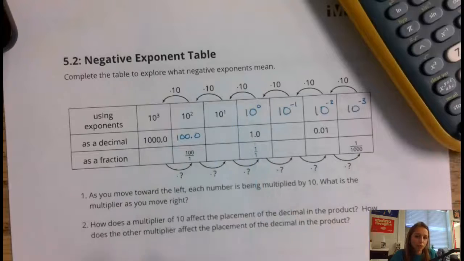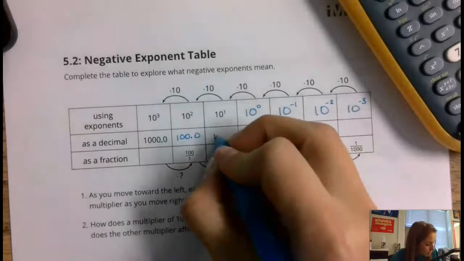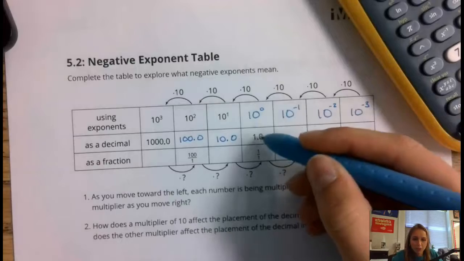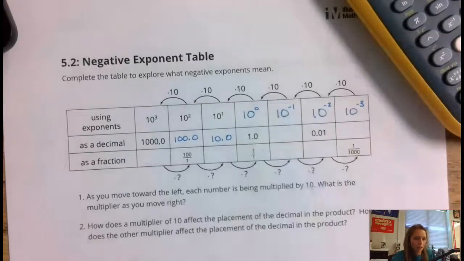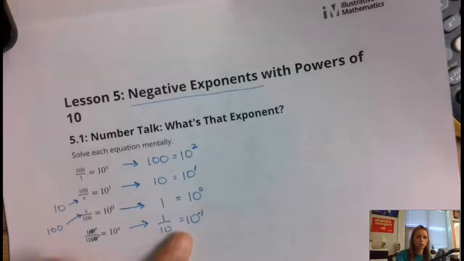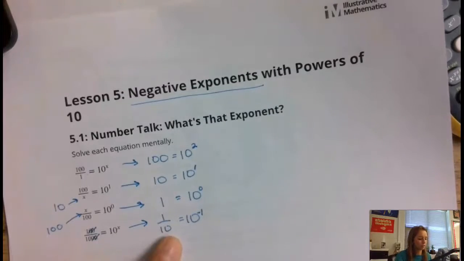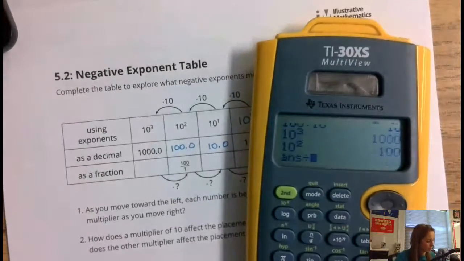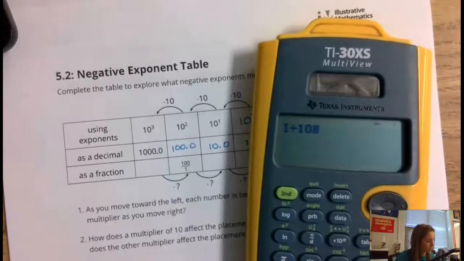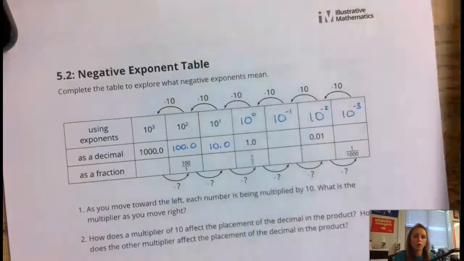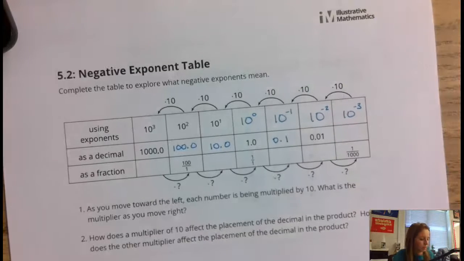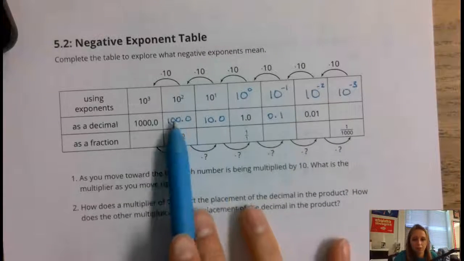Now 10 to the first power would just be 10. 10 to the 0 power is 1. And then 10 to the negative 1 power, we just figured out that that would equal 1 over 10, which is the same as saying 1 divided by 10, which is the same as saying 0.1. So 0.1.